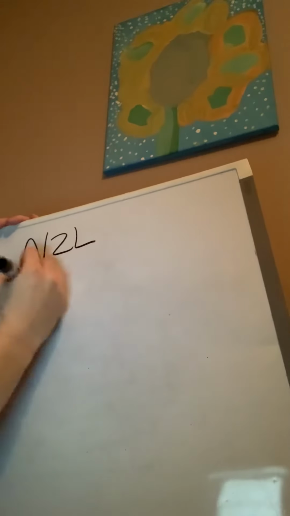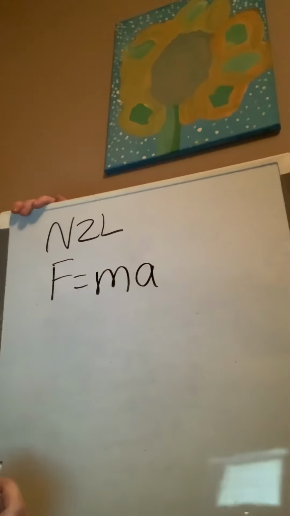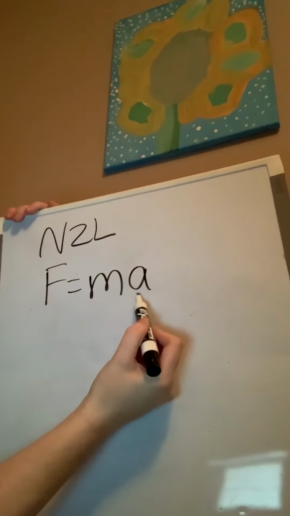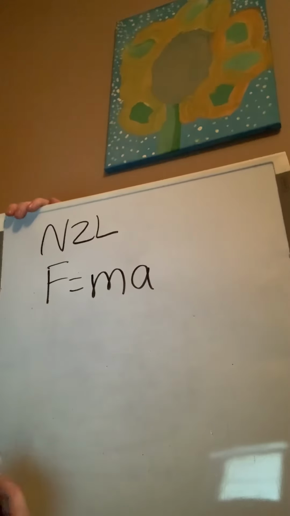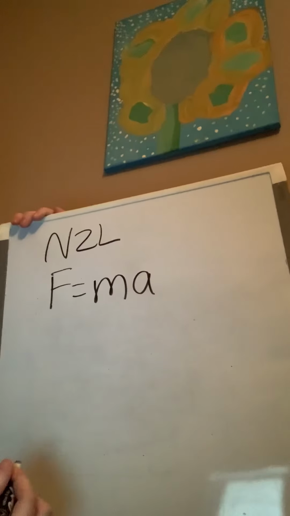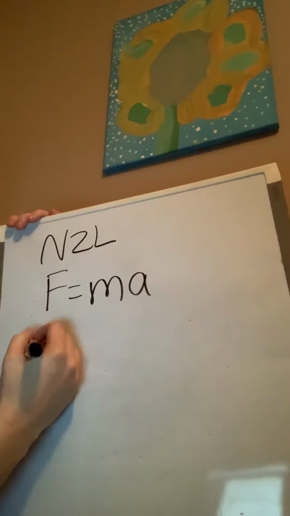In order to figure out the amount of work being done, we have to figure out force first. The way that we figure out force, as we all know, is mass times acceleration, or Newton's second law. Force is equal to mass times acceleration. If we are not given acceleration in the problem, we use the acceleration due to gravity, which is 9.8 meters per second squared.